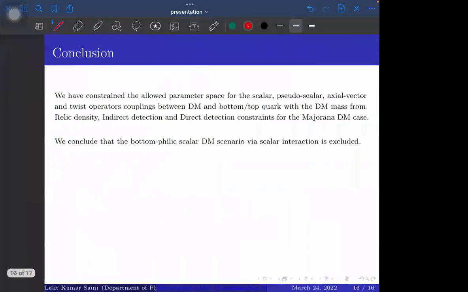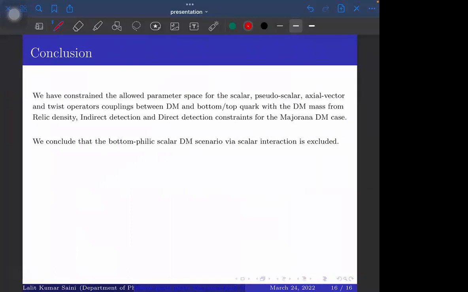So finally I will conclude. I would say that we have constrained the allowed parameter space for the Majorana dark matter that is interacting with the bottom and top using scalar, pseudo-scalar, axial vector and twist operators, from the relic density, direct detection and indirect detection experimental bounds. And we conclude that the bottom-philic case for the Majorana dark matter scenario for the scalar interaction is almost excluded. Okay, thank you.